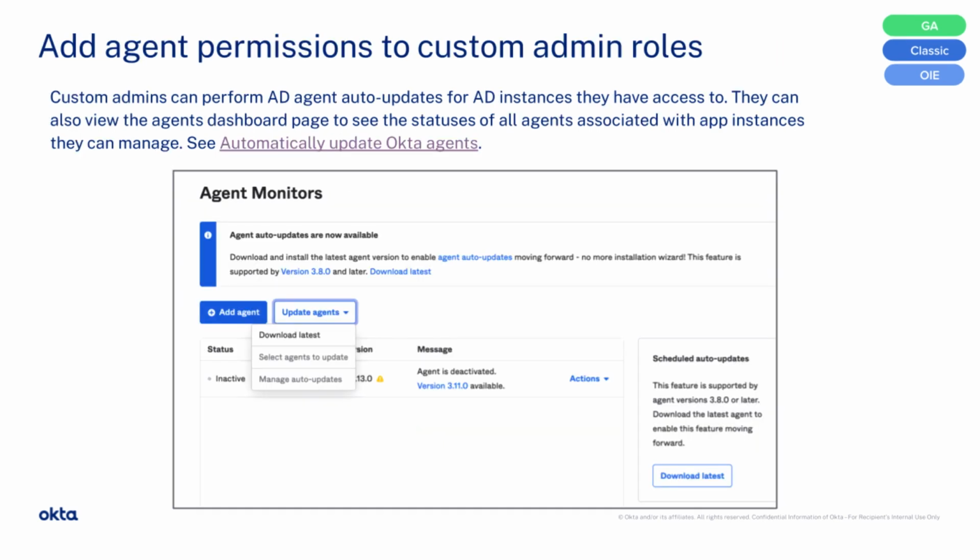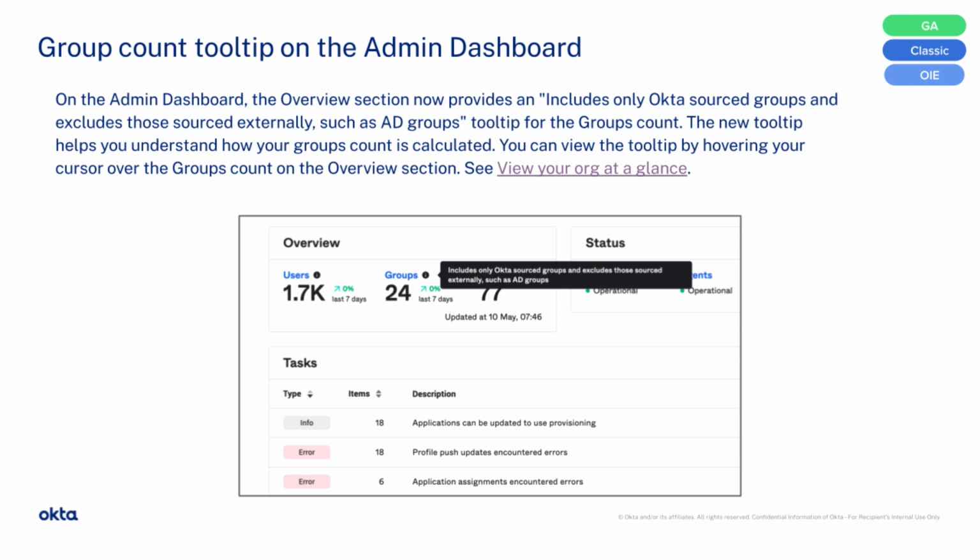Download the latest version to add agent permissions to custom admin roles. Admins can perform AD agent auto updates for AD instances they have access to. They can also view the agent's dashboard page to see the statuses of all agents associated with app instances they can manage. Tooltip for the groups count, available on the admin dashboard. The new tooltip helps you understand how your groups count is calculated. You can view the tooltip by hovering your cursor over the groups count in the overview section.